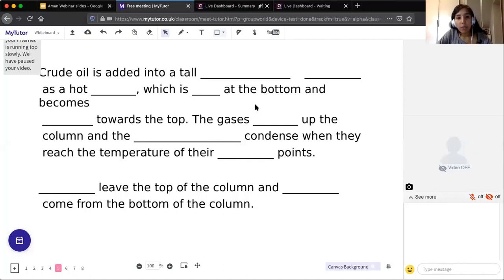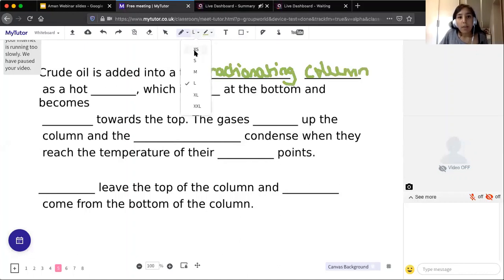Not a distillation flask. Good try. Yeah, excellent. Someone said fractionating column. So the apparatus is called a fractionating column.